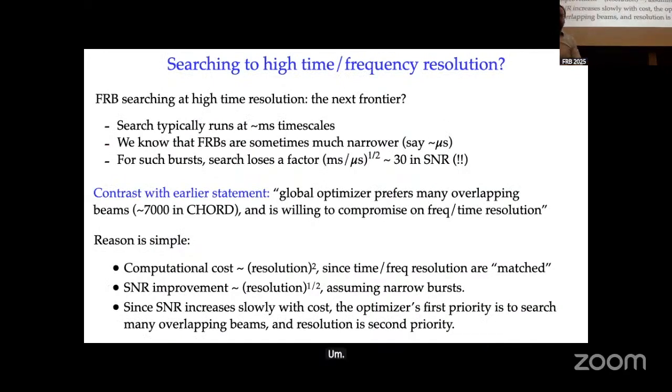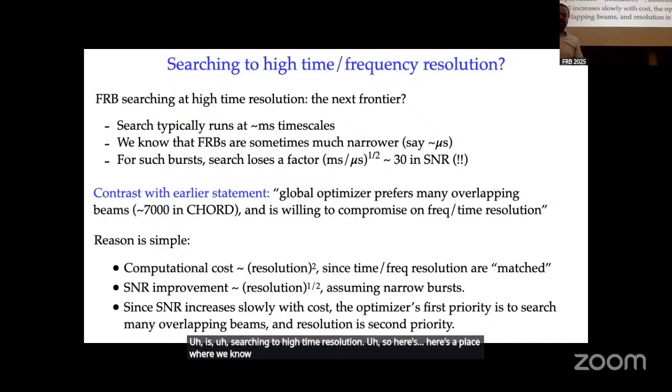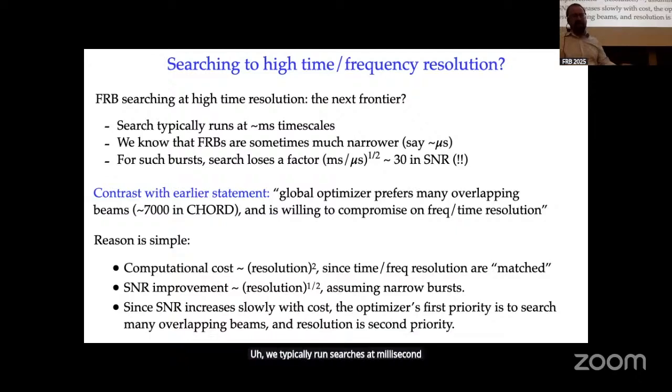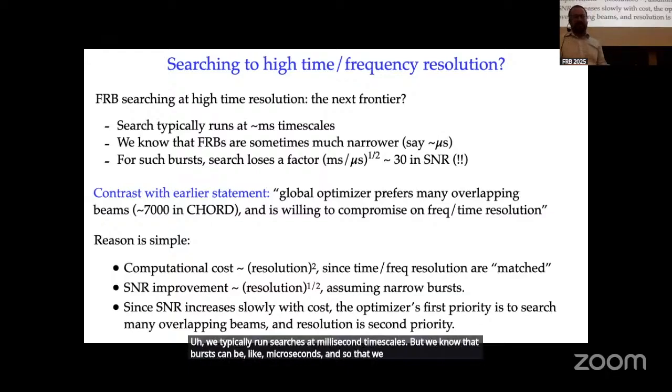Okay, the next frontier for FRB search is searching to high time resolution. Here's a place where we know we're missing huge factors in signal to noise. We typically run searches at millisecond timescales, but we know that bursts can be microseconds, and so we know we're leaving factors of like 30 in signal to noise on the table.